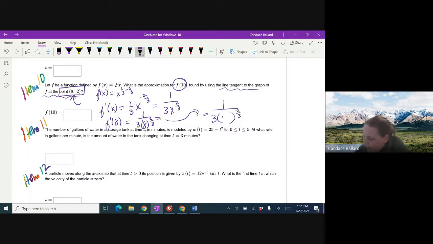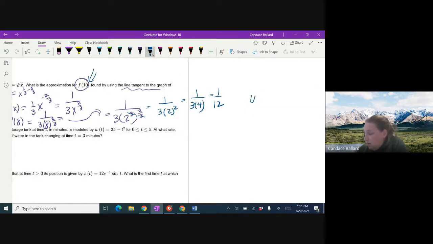2 cubed. And that's important because check out what happens. These guys cancel. Isn't that nice? Feels good to cancel things, doesn't it? 3 times 2 squared, and we've got 4. So 1/12. So I've got the point, I've got the slope. I'm ready to write the equation of a tangent line, right? And then I've got to use that to estimate 10.